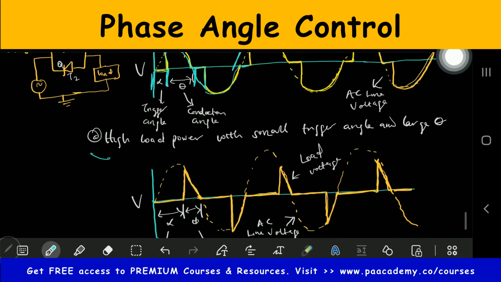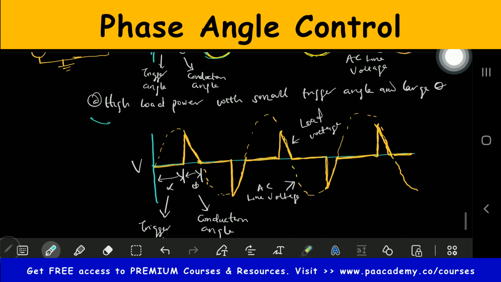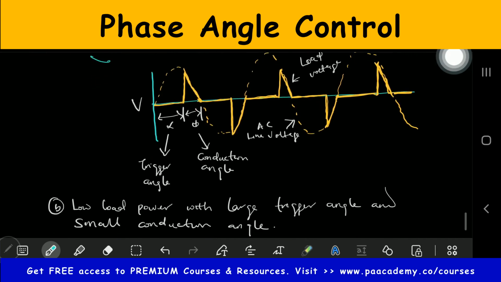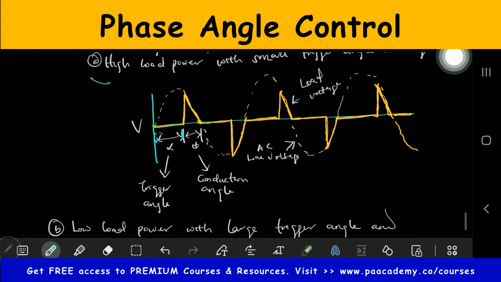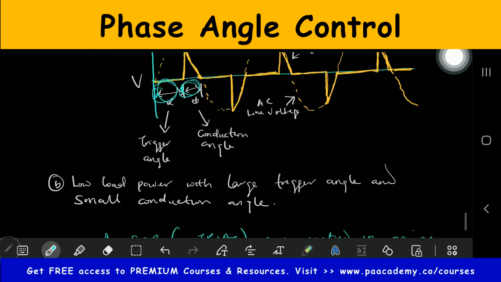And then the other way around, when we are looking at low power with large trigger angle. Here we now have a larger trigger angle compared to here. You can see here we have a smaller trigger angle and a larger conduction angle, while here we have a smaller conduction angle and a larger trigger angle. So it could come in either of two ways. For the second one it says low power with large trigger angle and small conduction angle.